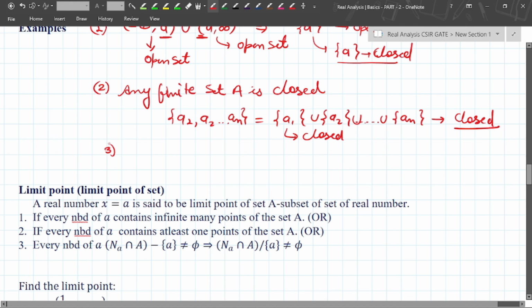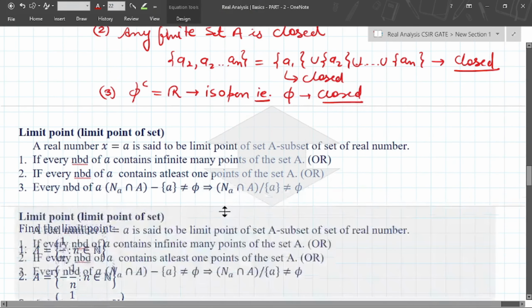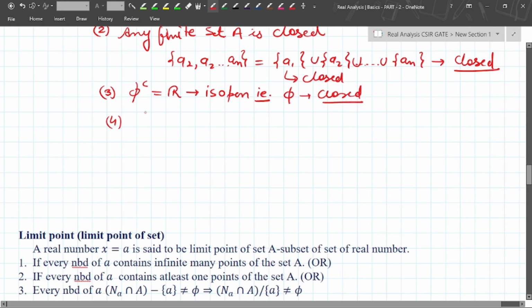Similarly, we can take one more example. Let's say phi, the empty set, belonging to the real numbers. Phi complement means the complete real number line. So the complete real number line is open. It means phi complement is open, so it means my phi is a closed set. This is what the property says of the closed set. I will take one more example. If I take 1, 2, up to n, it is the same thing. It is a finite set and it is closed. Okay, that we have seen here.